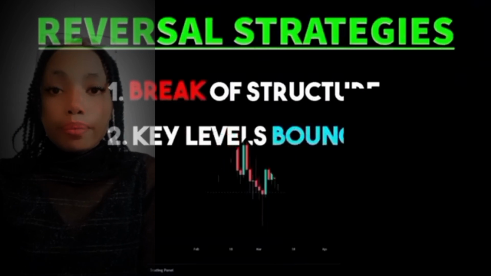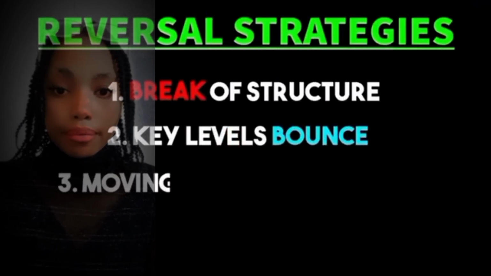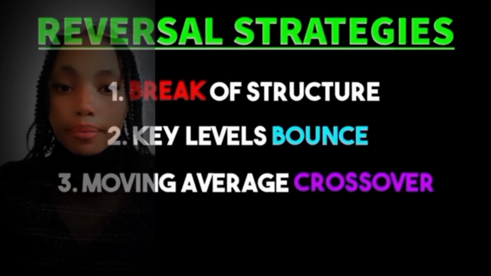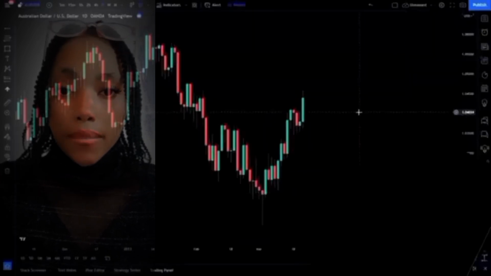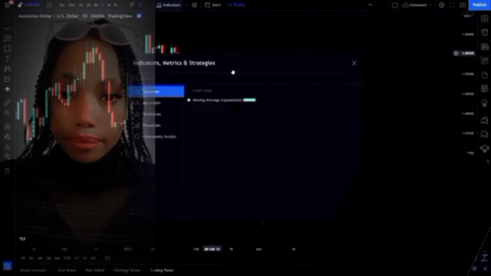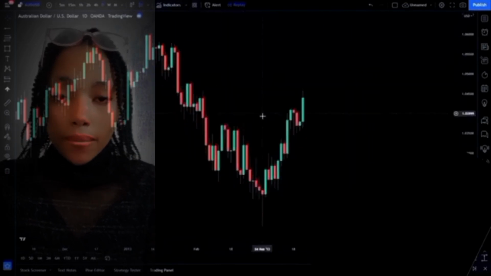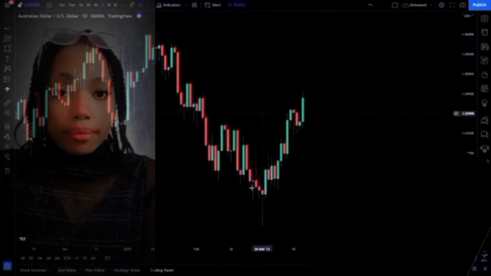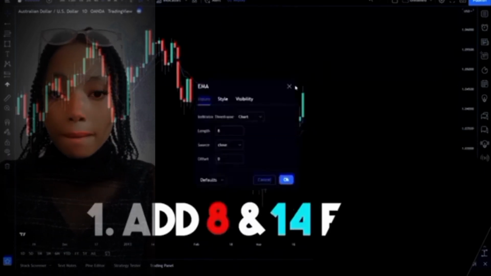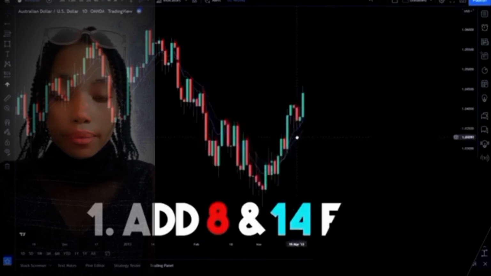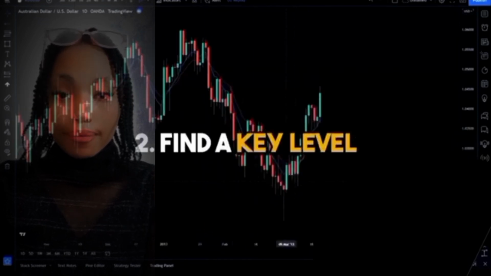The third strategy to spot trend reversals is by using another indicator called the exponential moving average. This one is my favorite strategy, the one that I always use. So you go onto the indicator tab and add 2 exponential moving averages. I already have it right here. Once you have added 2 exponential moving averages, change the length of one of them to 8 and the other to 14. Once again, you want to find your key level first.